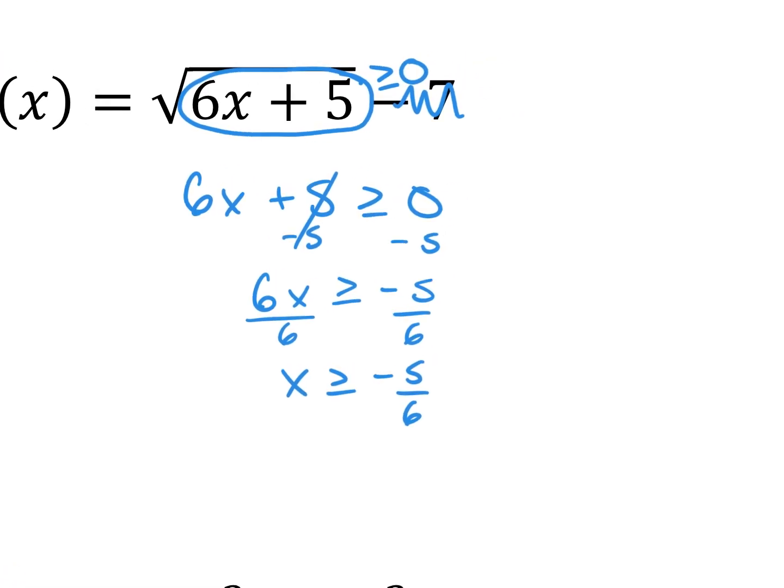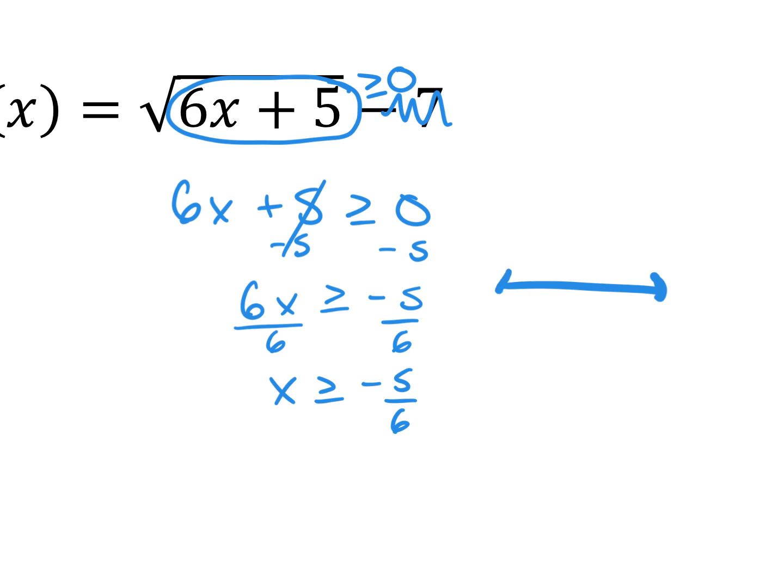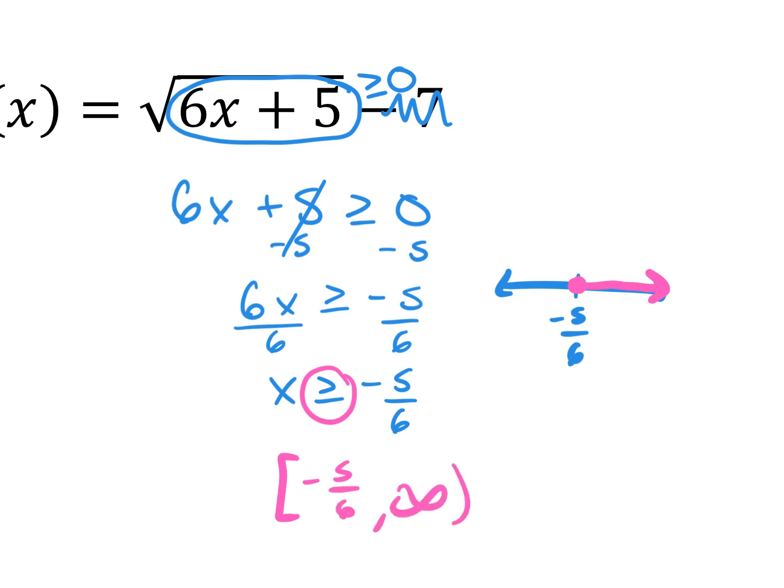So if you need to, write it on a number line just to see. We're talking about x values that are greater than or equal to negative 5 over 6. So that would be numbers that are greater, so to the right. How would I write that in interval notation? Negative 5 over 6. Bracket or parentheses? Bracket, because it is a greater than or equal to. So bracket negative 5 over 6 to infinity. Perfect. Remember, infinity always gets parentheses.